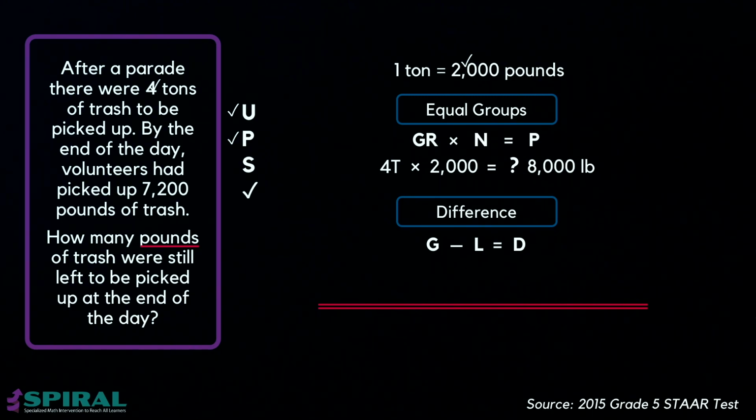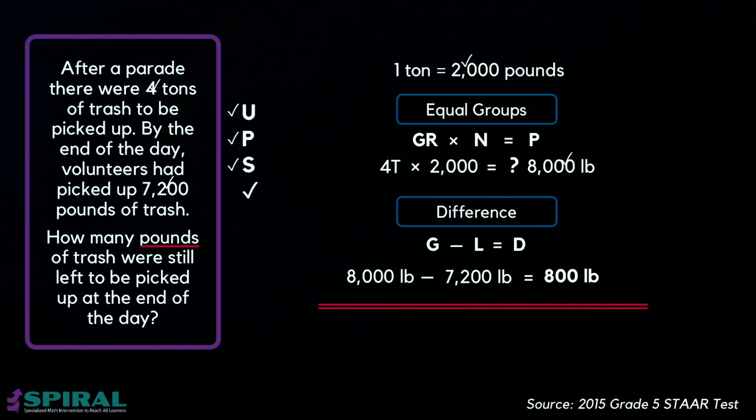So 8,000 pounds will be the greater number in our difference equation, from which we subtract our lesser number of 7,200 pounds. And you can see here, I'm checking off the numbers after I use them. And here I'm going to add my signs and I'm going to solve, and I see that 8,000 pounds minus 7,200 pounds equals 800 pounds. So our difference is 800 pounds.